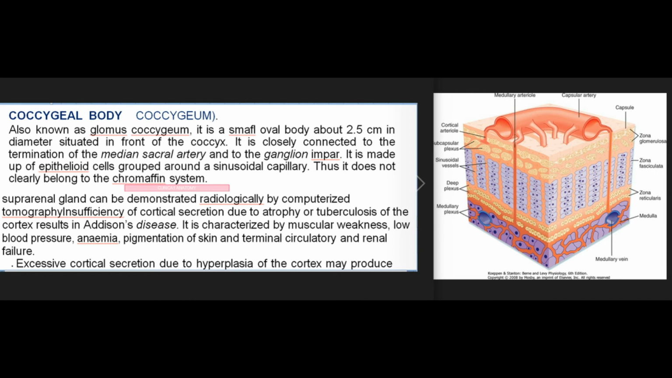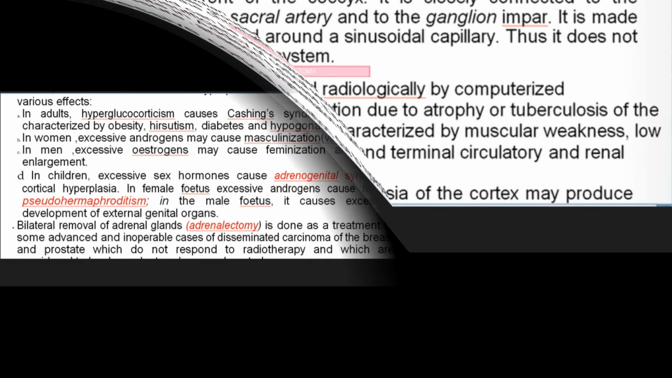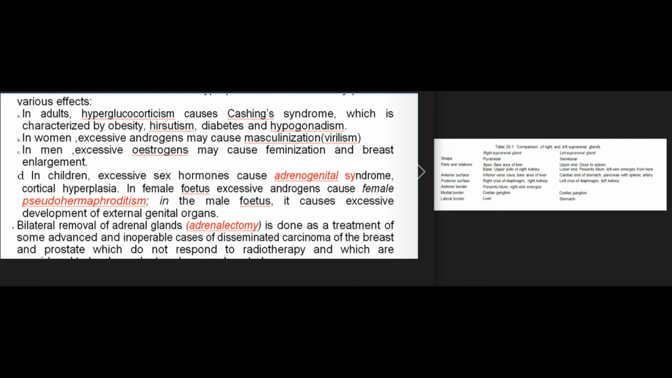Suprarenal gland can be demonstrated radiologically by computerized tomography. Insufficiency of cortical secretion due to atrophy or tuberculosis of the cortex results in Addison's disease. It is characterized by muscular weakness, low blood pressure, anemia, pigmentation of skin and terminal circulatory and renal failure. Excessive cortical secretion due to hyperplasia of the cortex may produce various effects. In adults, hyperglucocorticism causes Cushing syndrome, which is characterized by obesity, hirsutism, diabetes, and hypogonadism.